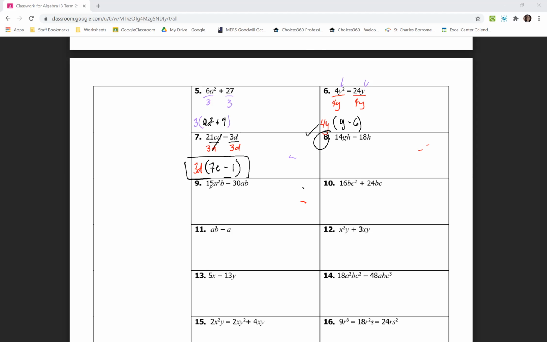So I'm looking at both of my terms separately. I'm going to look at the coefficients 15 and 30, right? I know I could divide a 5 into both or a 3 into both, but I also can divide a 15. So what I'm trying to do is divide out the greatest common factor, okay? Greatest. All right, so my first term has 2 factors of A, and my second one has 1 factor of A. So they have in common 1 factor of A.